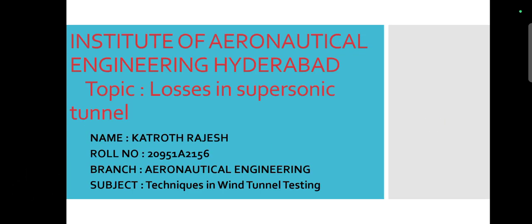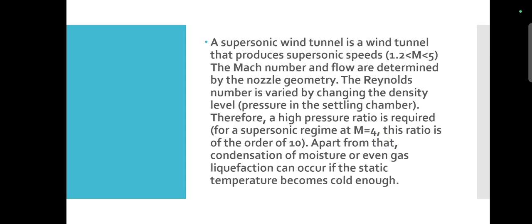So the topic name is losses in supersonic tunnel. A supersonic wind tunnel is a wind tunnel that produces supersonic speed, 1.2 less than Mach number less than 5. Means the Mach number between 1.2 to 5, and this region is called supersonic speeds. The Mach number and flow are determined by the nozzle geometry.